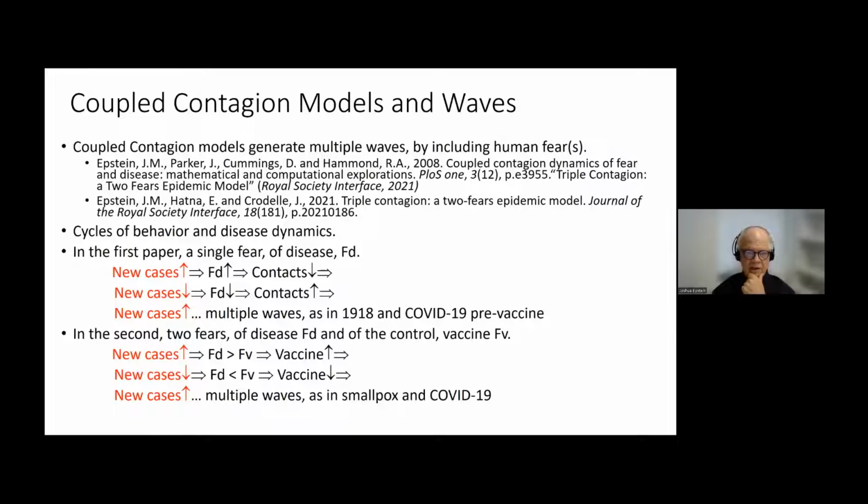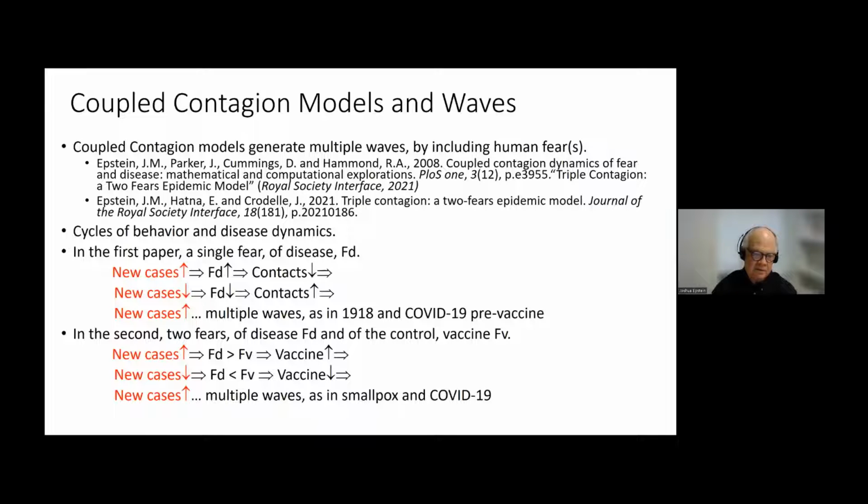And one of these I published in 2008, coupled contagion dynamics of fear and disease, mathematical and computational explorations. And a second we published recently with Jen Crodell, who you might have met at Courant. I also met her when she was a postdoc at Courant and since has gone to Middlebury. But she was at Courant when we all did this work, which is triple contagion. It has two fears, one fear of disease and one fear of the vaccine. And it produces cycles of behavior and disease dynamics.